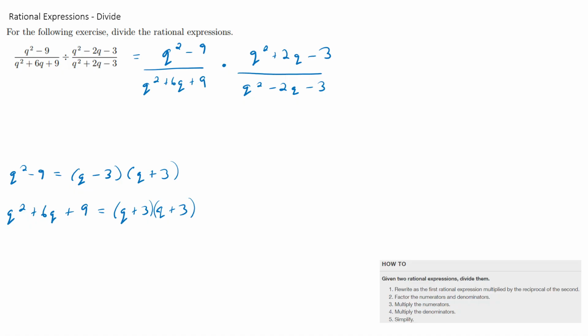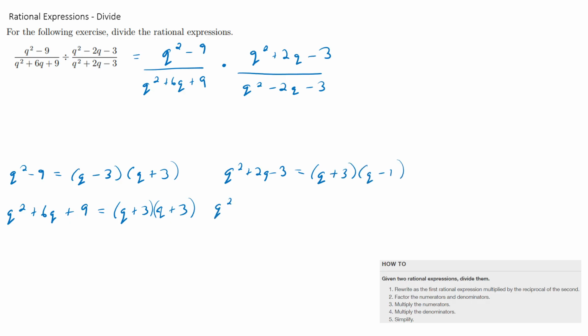Let's look at our next one here. I've got q squared plus 2q minus 3. Again, a is equal to 1, so I can kind of factor this the easy way, right? So two things that multiply to negative 3 and add to a positive 2. So I'm thinking q plus 3, q minus 1.